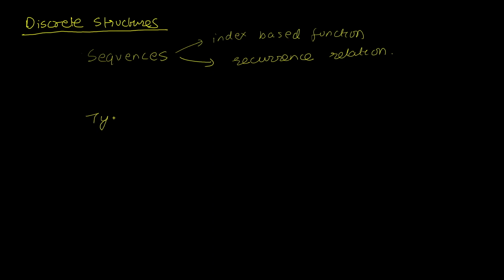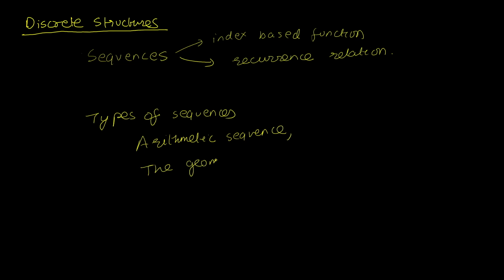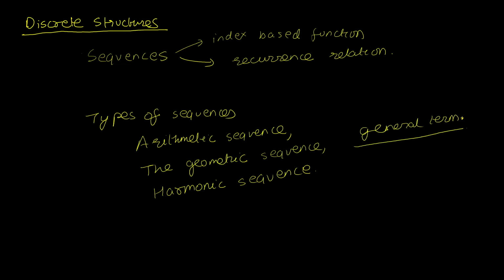And then we'll move on to the types of sequences. And here we'll be looking at three basic types of sequences that we've already known: the arithmetic sequence, the geometric sequence, and the harmonic sequence. And for each of these sequence types, we'll describe their properties and identify their general term.